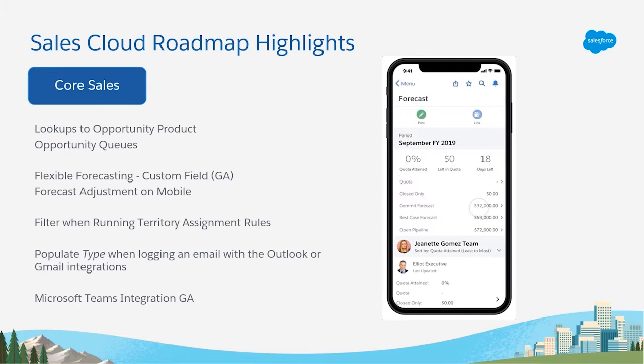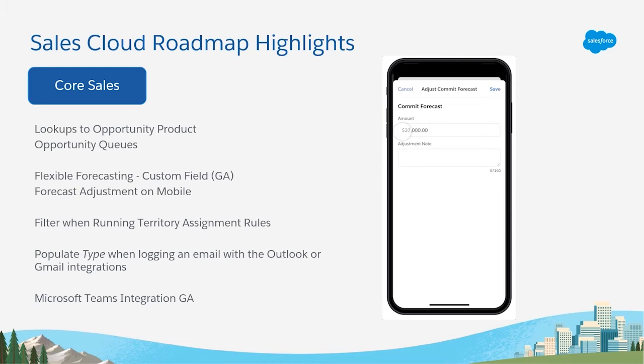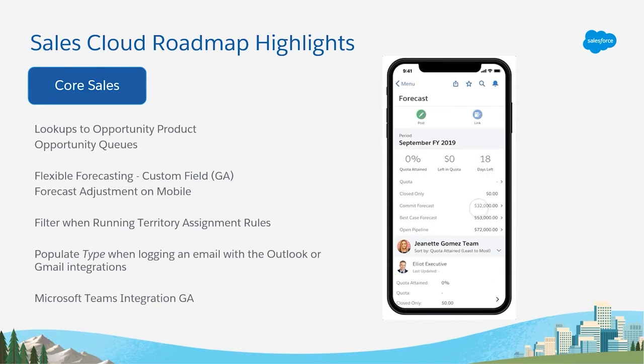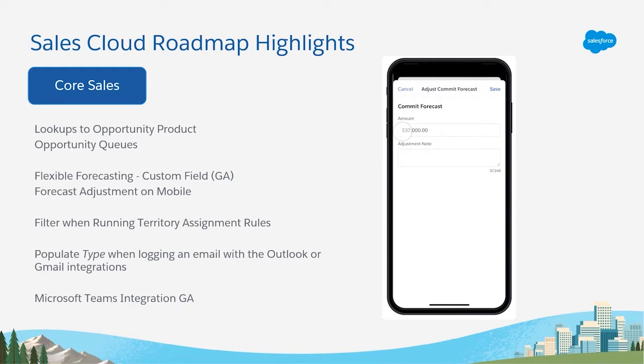You all voted in the latest round of prioritization, and we heard you loud and clear. The ability to assign an opportunity to a queue is now on our roadmap and will allow you to more efficiently route opportunities to the next available rep.